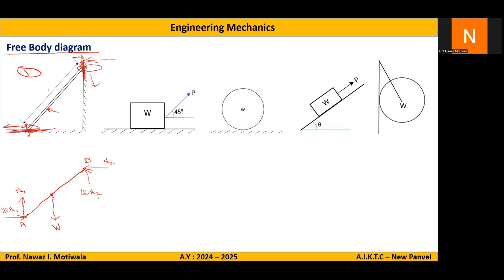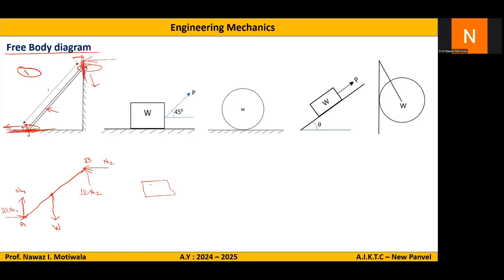Now, let us go to the second case, wherein there is a block of weight W again kept at the floor. So if I make the free body diagram, as I said, what is a free body diagram? A free body diagram is when we remove all the supports of the body and draw the diagram and show all the forces acting on the body. That is known as a free body diagram. So first of all, I will isolate the diagram. So this is my body W, which I have isolated.